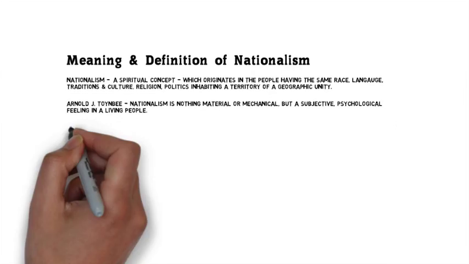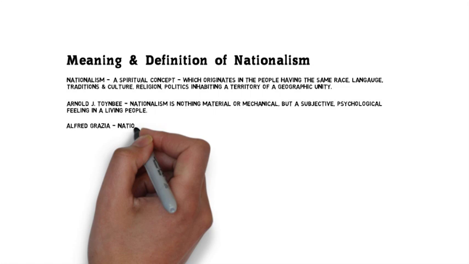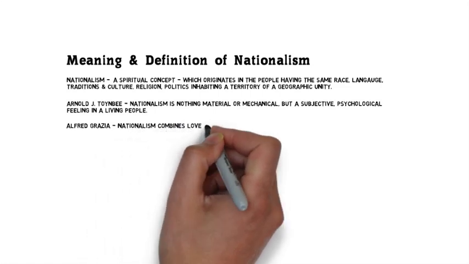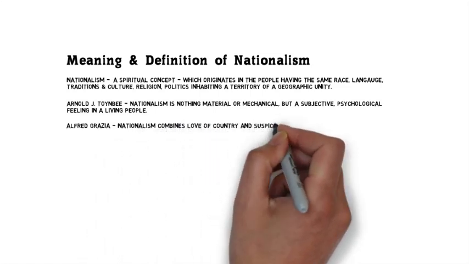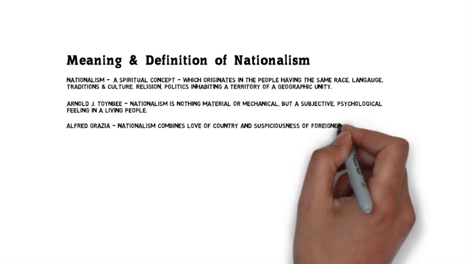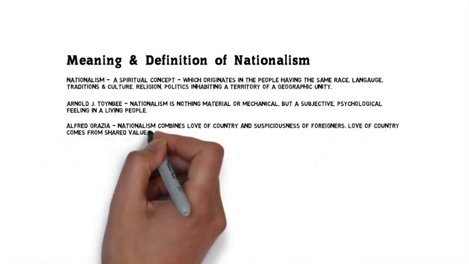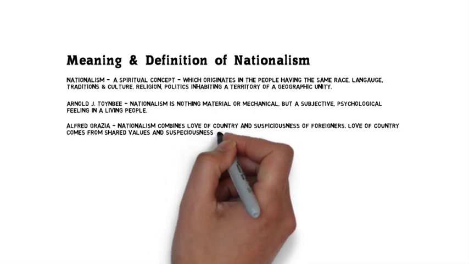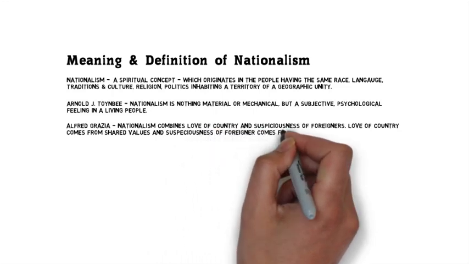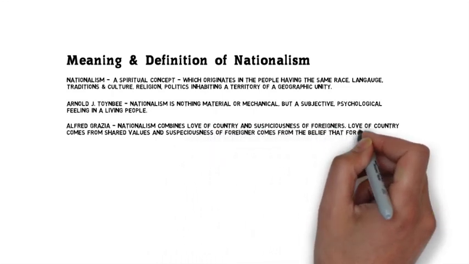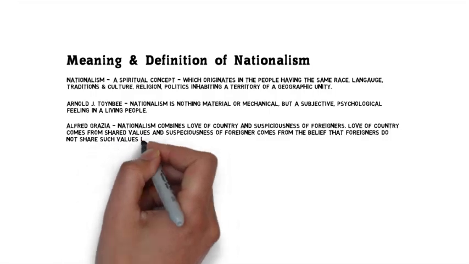Moving on, the next definition is given by Alfred Grazia. He says that nationalism combines the love of a country and suspiciousness of foreigners. Love of a country comes from shared values, and suspiciousness of a foreigner comes from a belief that foreigners do not share such values in the same strength. It's a very simple point: according to Alfred, nationalism comes from the love of a country.